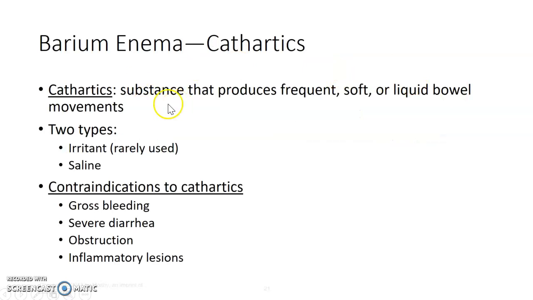What's a cathartic? It's a substance that produces frequent soft or liquid bowel movements. So they will be going to the bathroom a lot before they come in. There are two types. The irritant is rarely used, and the saline is more common. But there are some contraindications to cathartics.